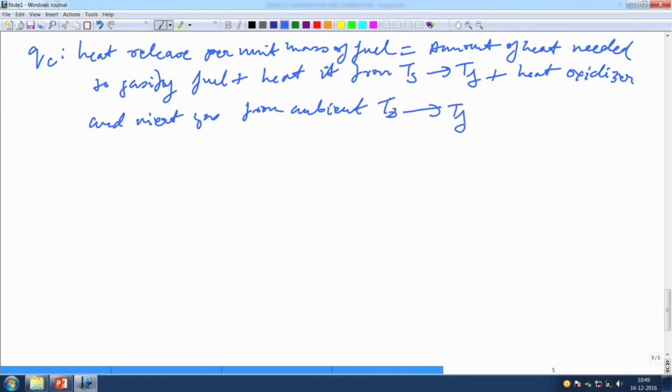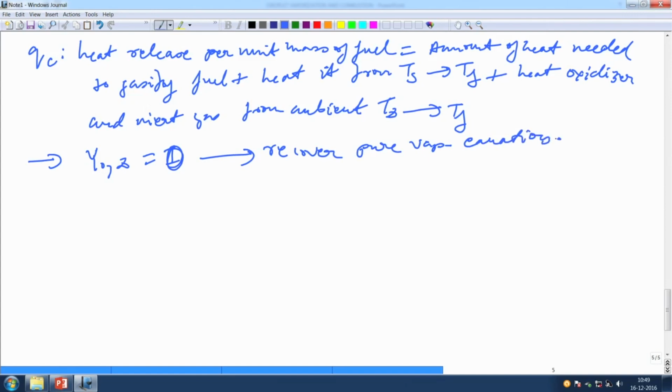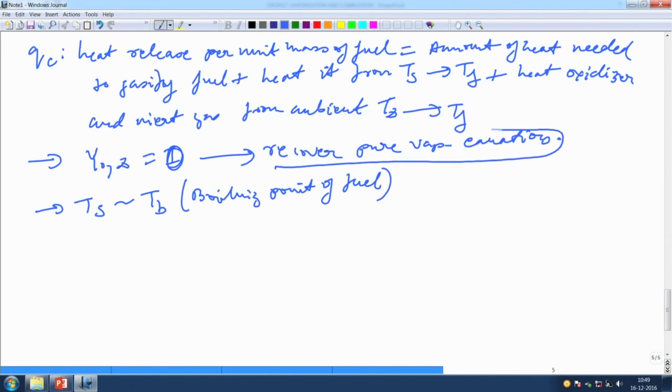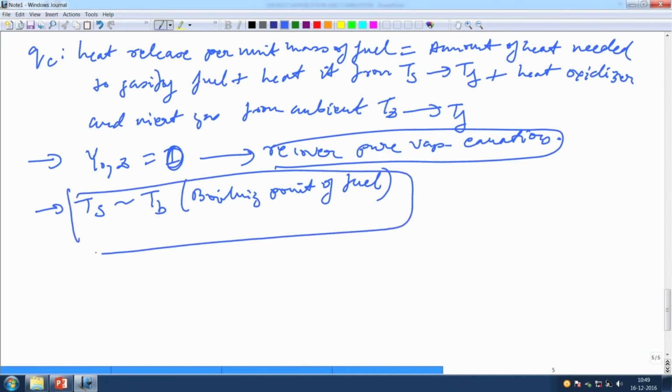So, that is the role of heat release, right. If we make y 0 infinity equal to 0, we recover the pure vaporization equations, right. That should be what it is. Ts is almost like the boiling point temperature, that is the boiling point of the fuel. So, these are the generalized set of equations that we have in this particular exercise, right.